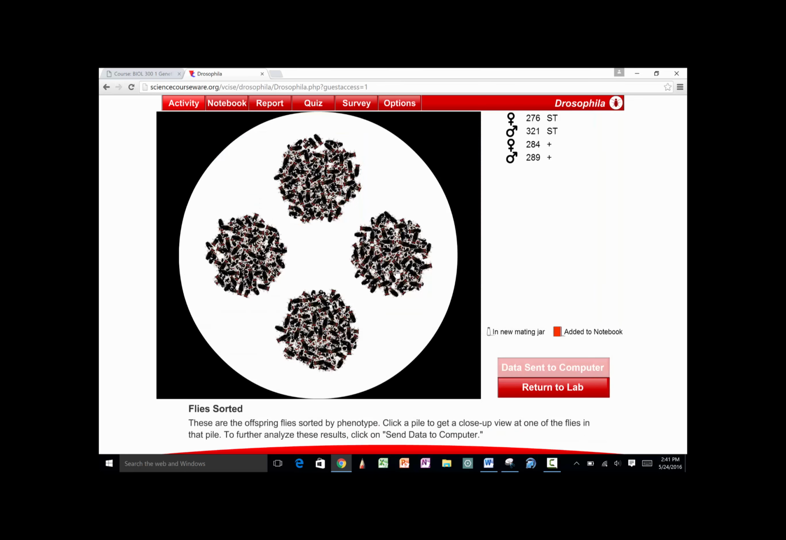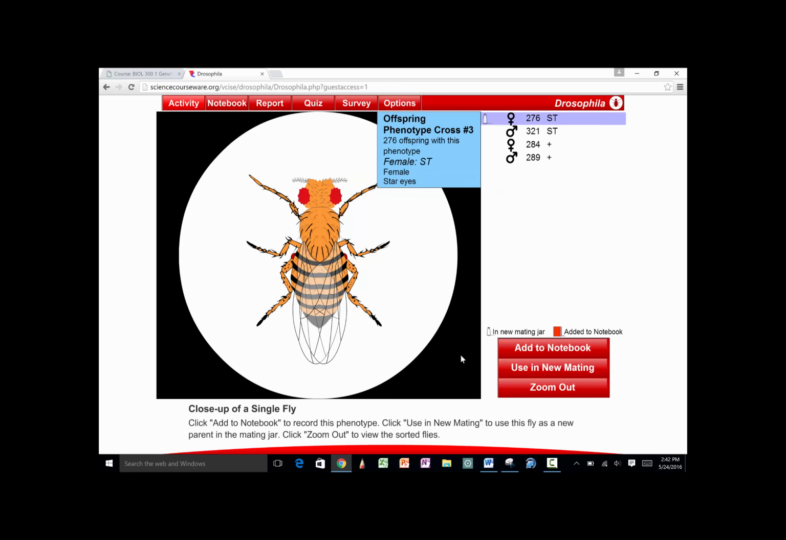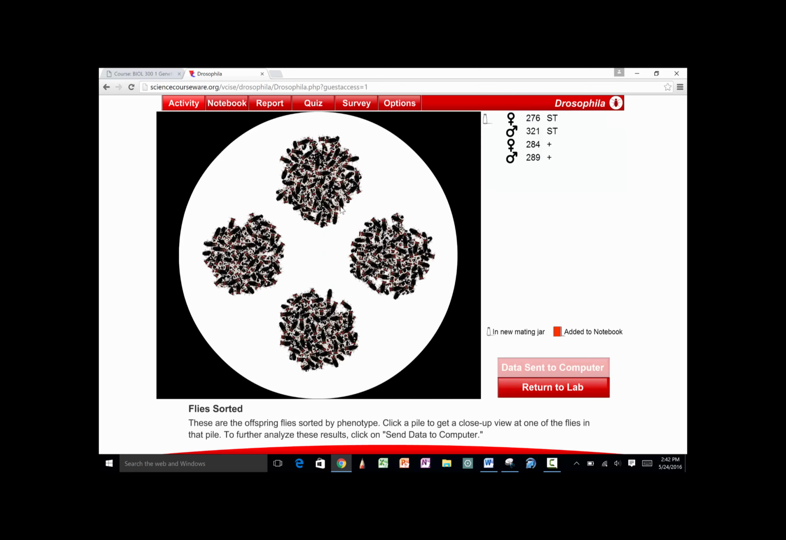So now we got 4 different things. We want to make sure that we pick a female star and use that in a new mating. Zoom out. What's that? That's a male star. This is a wild type female. This is a wild type male. We don't want to use these. Well, we don't want to use a female because we already used a female, and if you put 2 females in there, you're not going to get any babies. We want to use star because we know that that one's heterozygous.